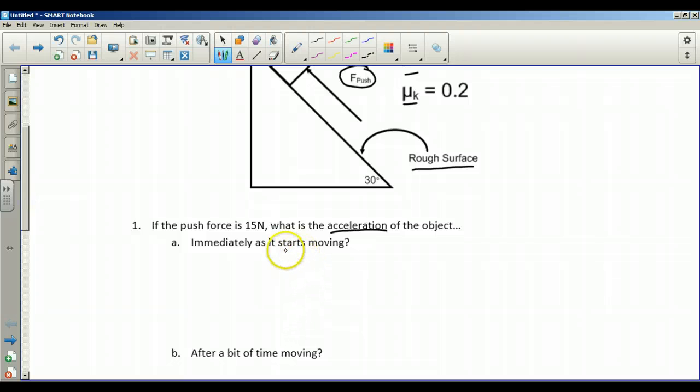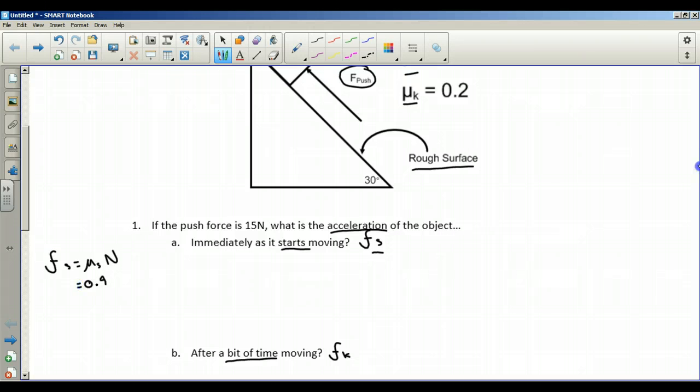So the first two questions talk about when it just starts moving and after a bit of time moving. The key distinction between these is that when it just starts moving, that's going to be using static friction, and then after a bit of time, it will be using kinetic friction. So here, in order to find our static friction, we need to take a look at the equation friction equals mu times normal. In this case, it is our static friction coefficient times the normal force. And our static coefficient is 0.4.